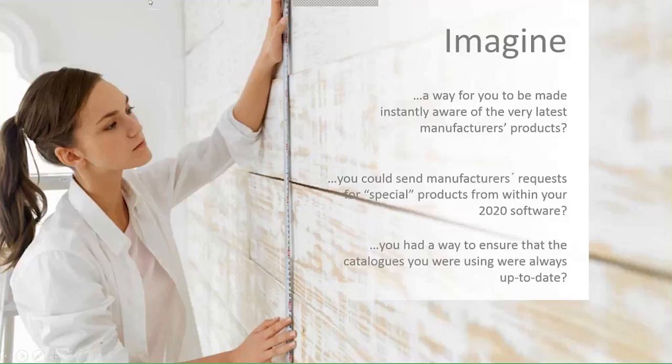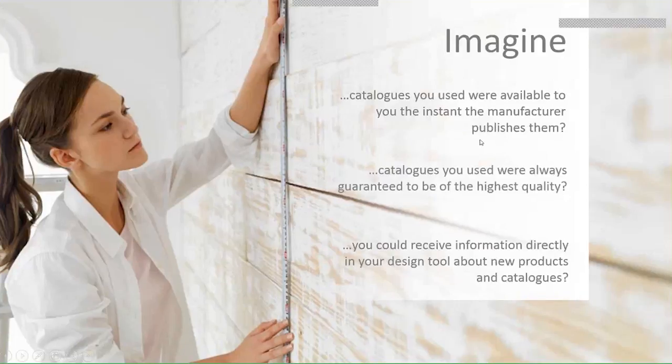A place where you always will be made aware of your manufacturer's latest products, all in one central location where you can still send special manufacturer requests from within your 2020 software. This solution will always ensure that the catalogs you use to produce your designs are always the most up-to-date as possible. Okay, so as soon as your manufacturer publishes the catalogs to the 2020 Cloud, they will be instantly available for you to use.